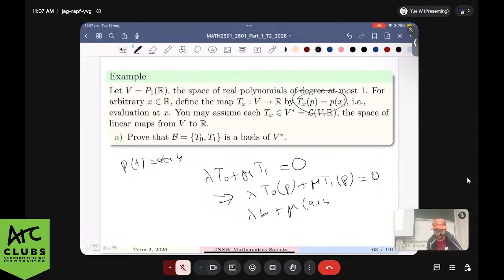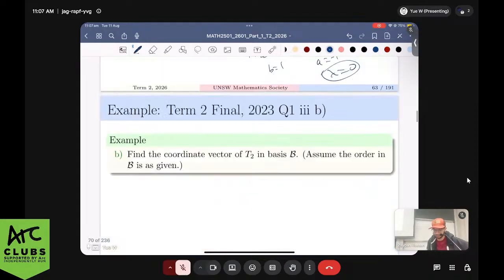So this should be true for all a and b. We want to show these scalars lambda and mu are 0, because that would prove that it's independent. Because we have freedom to choose a and b how we want, we can take b equals 1, and then take a plus b equal to 0. So a equals -1, and then you get lambda equals 0. Similarly, you can show mu equals 0, because you have this freedom to choose a and b to be whatever, and you'll get mu equals 0, proving they're independent.